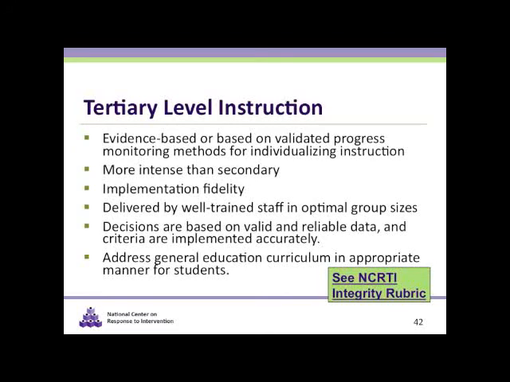Decisions about responsiveness to intervention are based on reliable and valid progress monitoring data that reflect the slope of improvement or the final status at the end of the tertiary level prevention. Decision-making criteria are implemented accurately. Decisions regarding student participation in both primary and tertiary levels of prevention are made on a case-by-case basis according to student need, and interventions address general education curriculum in an appropriate manner for students. Again, there's more information about this in the Center's Integrity rubric.